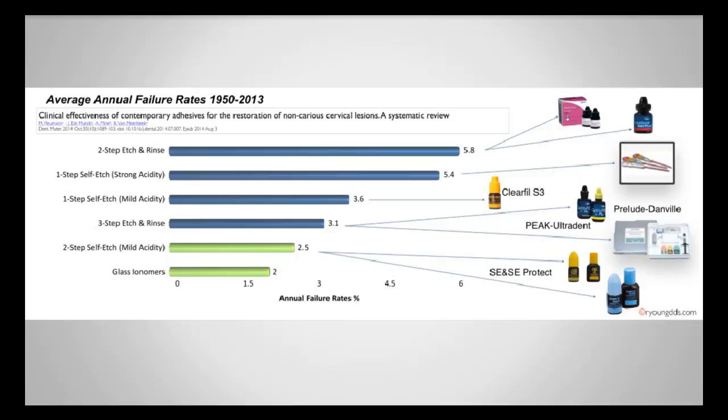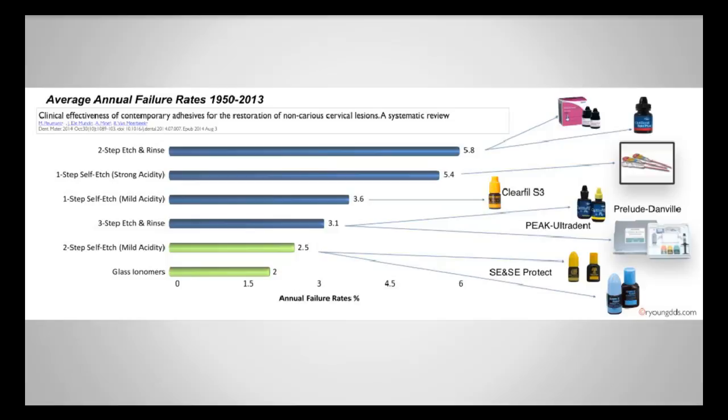And so when you hear that term, a lot of people talk about the gold standard bonds today, it's right here. Ironically, I was just lucky. I happened to pick Clearfil as the bond I stuck with for 32 years, and I played around with both Peak and Optibond FL and Prelude over those years as well. And so it was just sheer luck that I never veered from any of the other bonds and stayed right there.